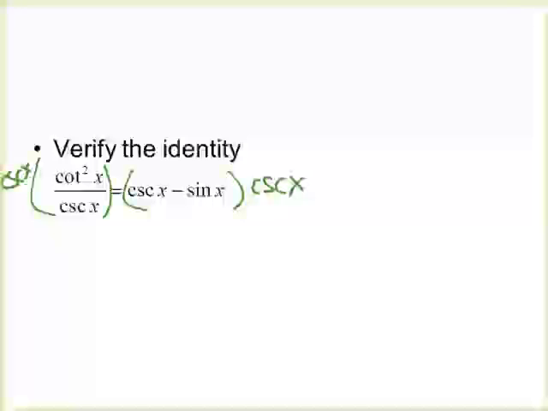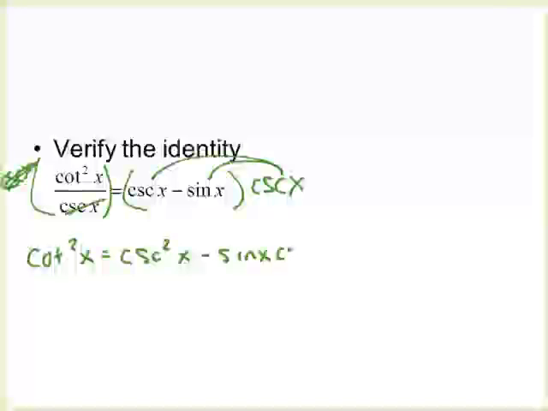So on the left-hand side, those cosecants cancel, leaving just a cotangent squared of x. On the right-hand side, we're going to distribute. A cosecant times a cosecant would make a cosecant squared. And then sine times cosecant.